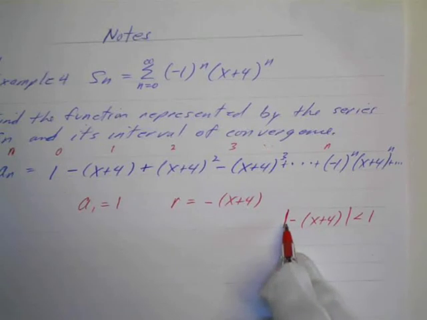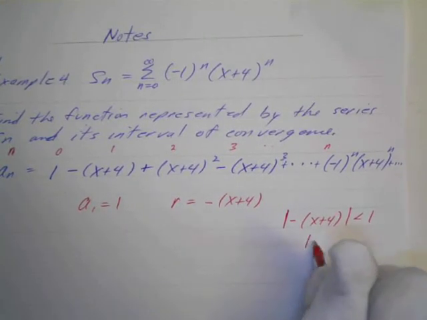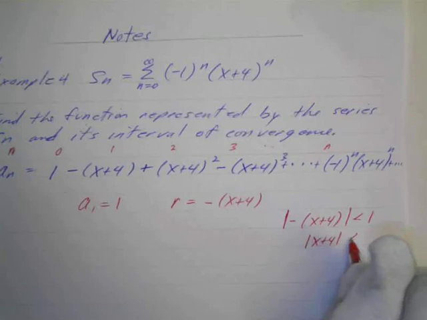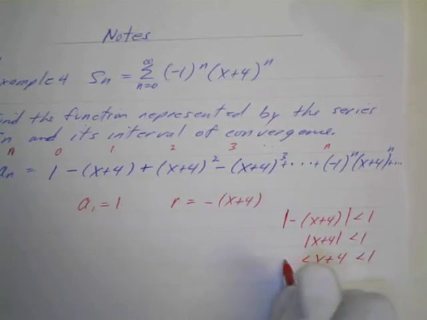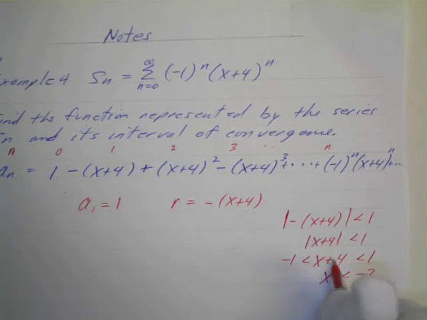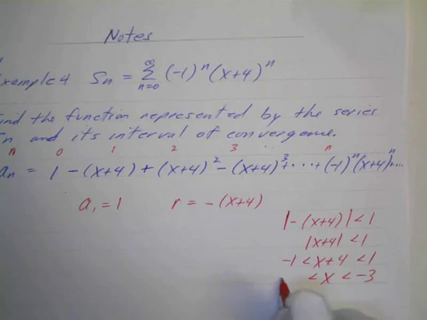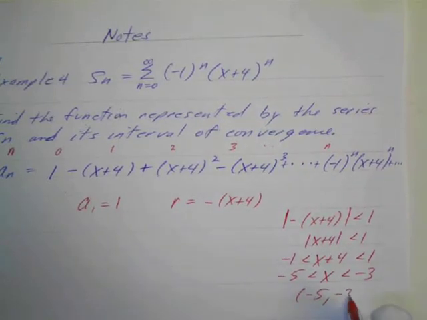If I factor out a negative sign, the absolute value of a negative is just a positive, so the absolute value cancels that out. So we end up with the absolute value of x plus 4 is less than 1, which means that x plus 4 is less than 1 and greater than negative 1. Then if I subtract 4 from all sides of the inequality, I get x is less than negative 3, and subtracting 4 from negative 1, I get negative 5. So there's your interval of convergence, negative 5 to negative 3.